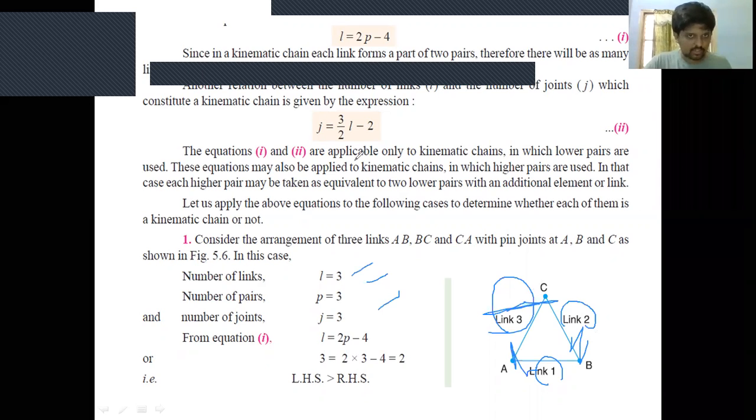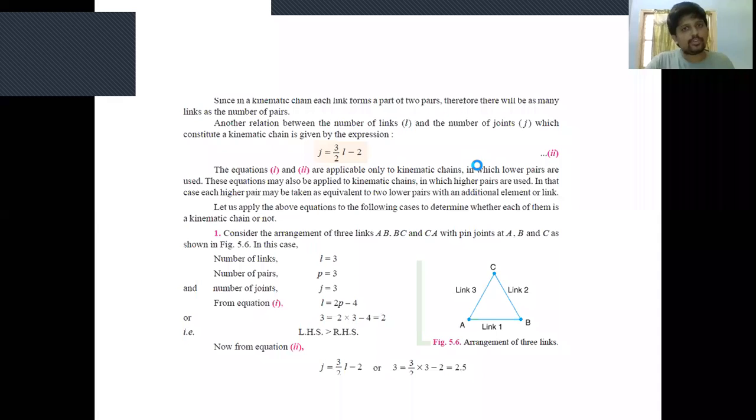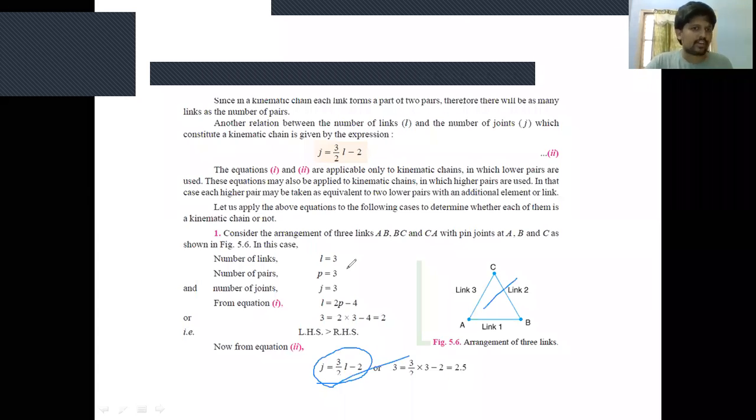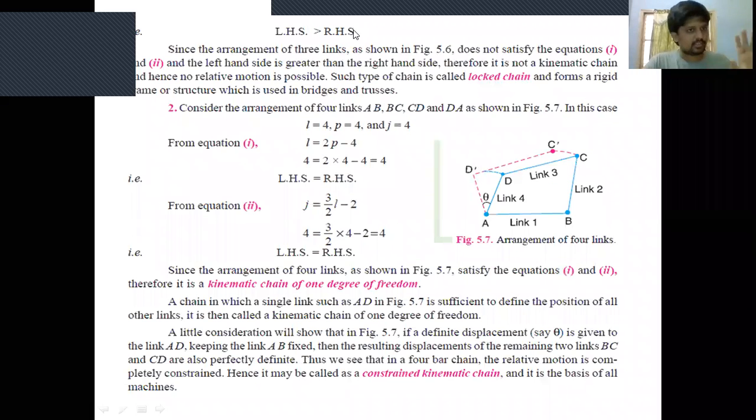Substitute in the two equations. The first one, 3L is equal to 2P minus 4. We have LHS is greater than RHS. Keep it, right? I think you understood. Now substitute the second one, that is J is equal to 3 by 2 L minus 2. Substitute there, the same formula, where links are 3, pairs are 3, and joints are 3. You also have the same thing, where LHS is greater than RHS. Keep it there. The next example you have is the 4-bar chain mechanism.